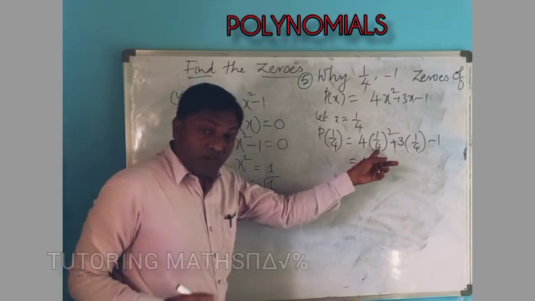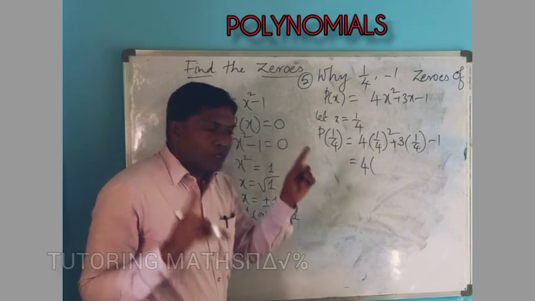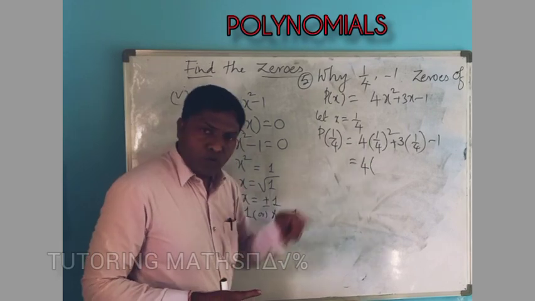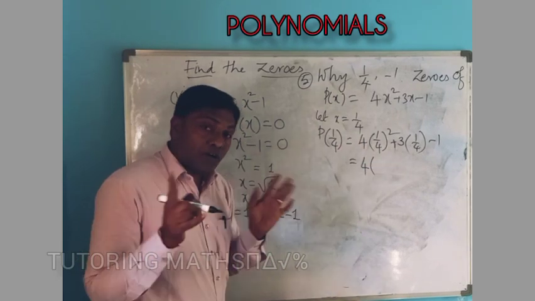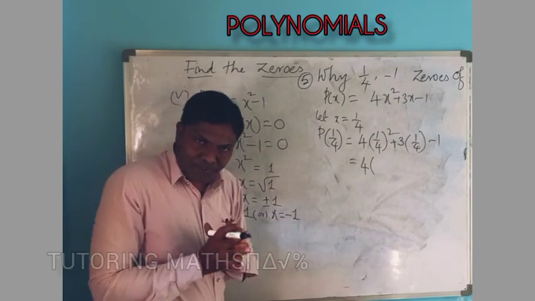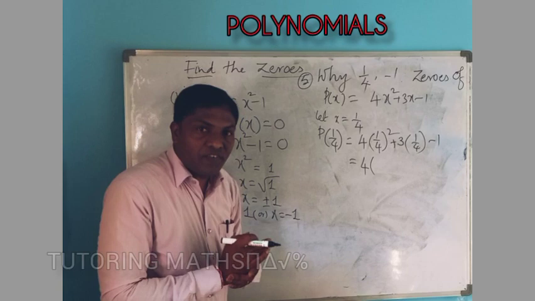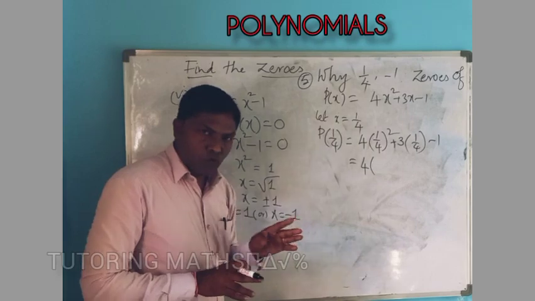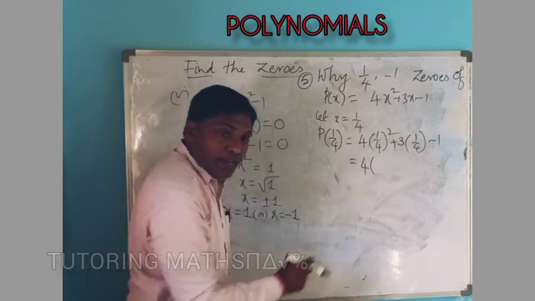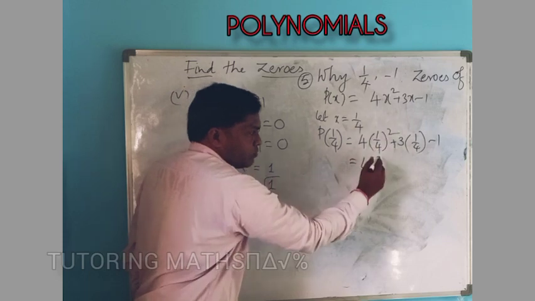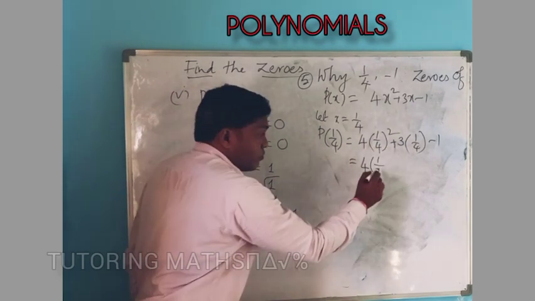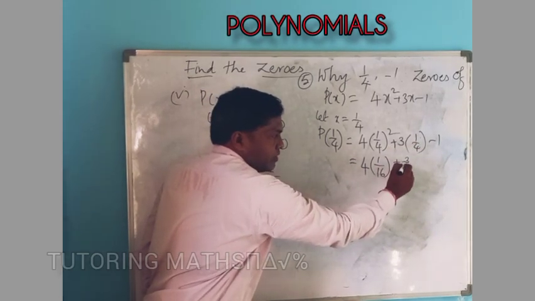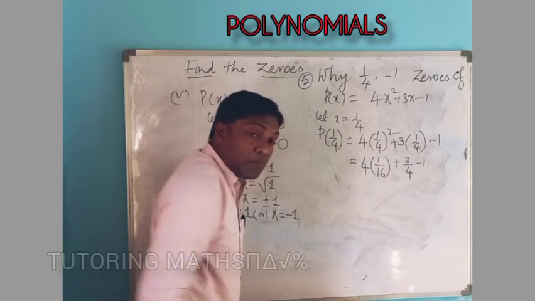First of all, please keep in mind, my dear students, don't get confused. Some students directly cancel the 4 and 4 terms. Not like that. First of all, the bracket has to be simplified first. Afterwards, you do any operation with this 4. Now simplify this: numerator square and denominator square. 1 square is 1 and denominator 4 square is 16, plus 3 into 1. Just multiply the numerator: 3 ones are 3, so 3 by 4, and minus 1.